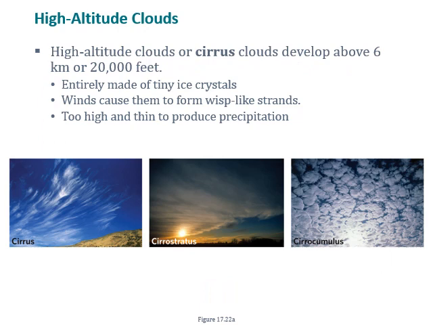High altitude clouds are known as cirrus clouds, and they develop above elevations of 6 kilometers or 20,000 feet. These are made entirely of ice crystals, and winds cause them to form wisp-like strands. These are too high and too thin to produce precipitation. In addition to the picture of the cirrus clouds on the left, we have some cirrostratus and cirrocumulus clouds, which are, as you may imagine, a mix of cirrus and stratus and cumulus.